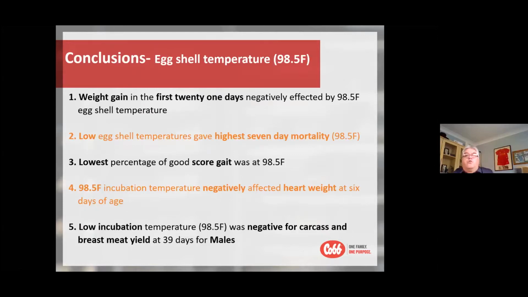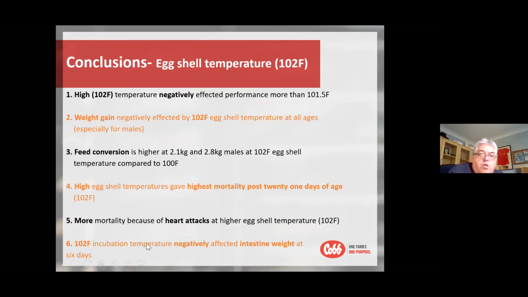So in conclusions for low temperatures, we saw weight gain in the first 21 days was negative. We saw the highest 7-day mortality. We saw the worst gait score. We saw that the heart size was negatively affected at 6 days of age. And, you know, we didn't have room for all these slides here, but we also saw it was negative for carcass and breast meat yield at 39 days on males. When you look at the eye temperature, it is negative.